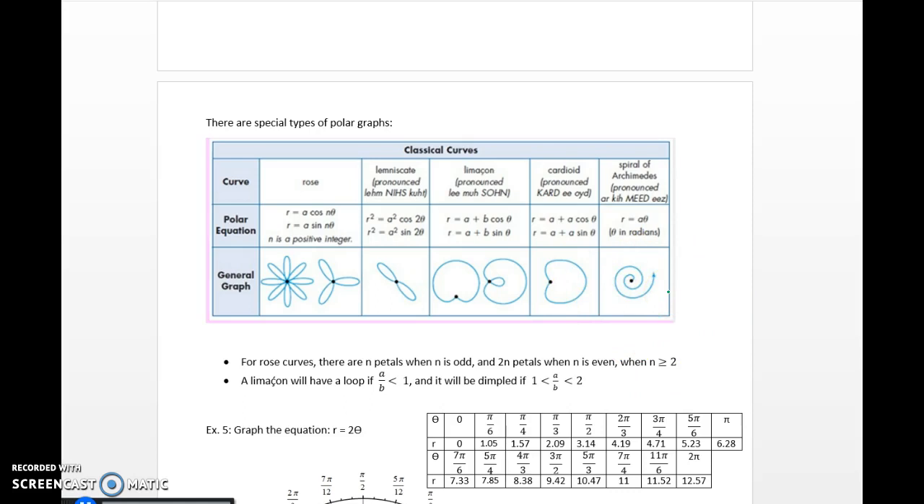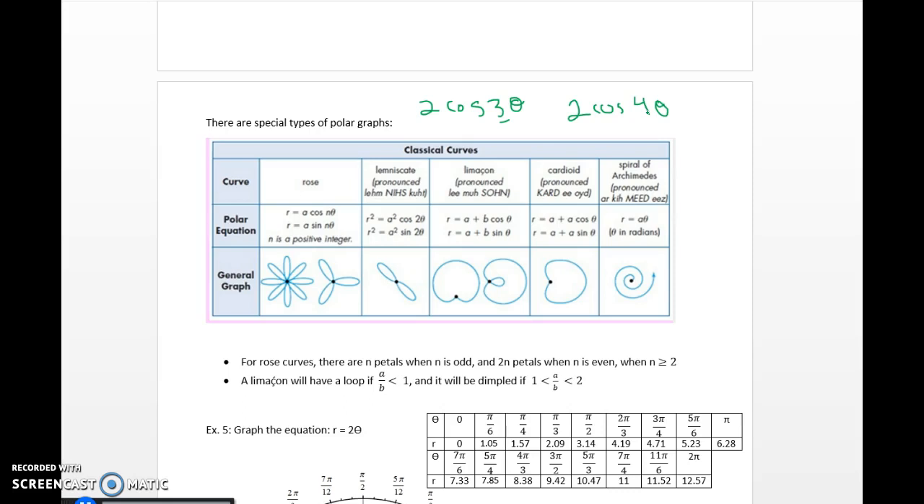Some little tips for the rose curve. There are n petals when your n is odd, and there are 2n petals when n is even. N is that number in front of your theta. So we just did 2 cosine 3 theta. 3 was odd, so that's why we had 3 petals. If we did 2 cosine 4 theta, then we're going to have 2n petals, or 8 petals, because 4 times 2 would be 8, and 4 would be your n here. So that's a little help.